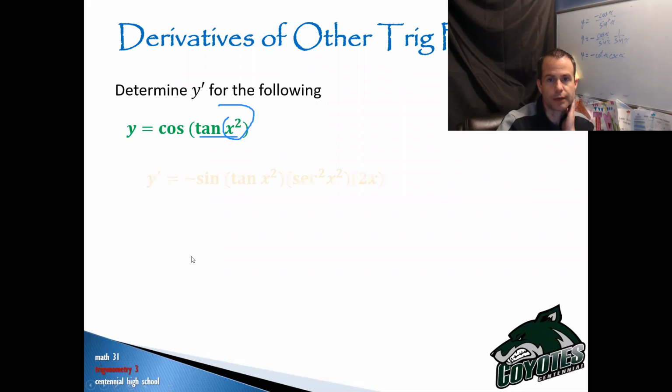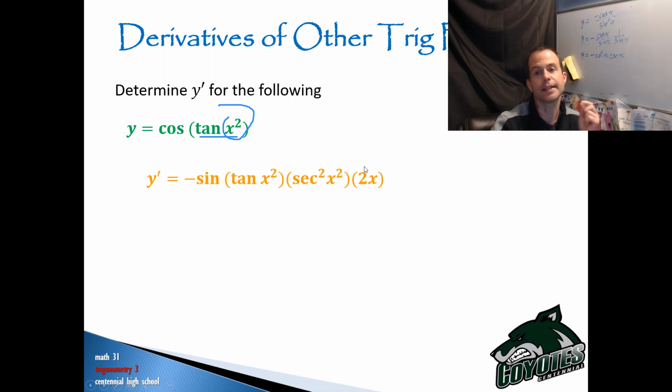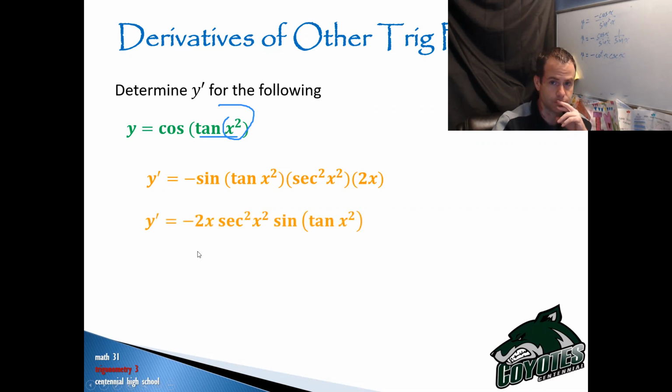Okay, so when I write all that out, here's the negative sine tan x squared, because that's the derivative of cos. Inside I had tan x squared, the derivative of tan is secant squared, so that's secant squared x squared. Then I had to take the derivative of the x squared, which is 2x. Now there's not a whole lot I can do to clean this up. I'm just going to move my 2x to the front, essentially.